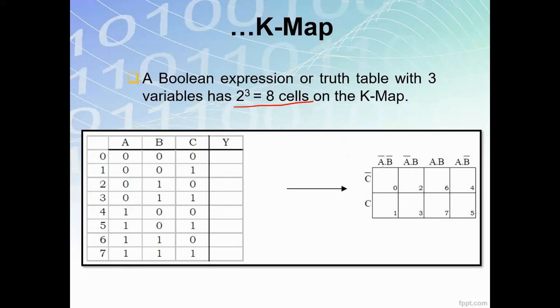Okay, the first column is represented by A bar dot B bar. The second column will be A bar dot B. The third column will be A dot B. And the fourth column is A dot B bar. And the first row will be C bar and the second row will be C.